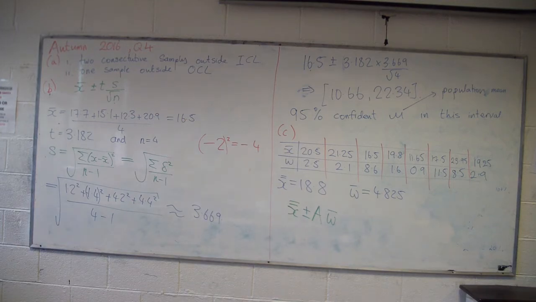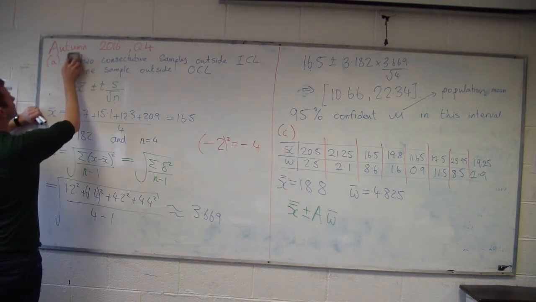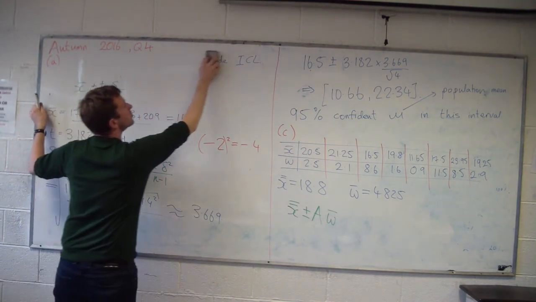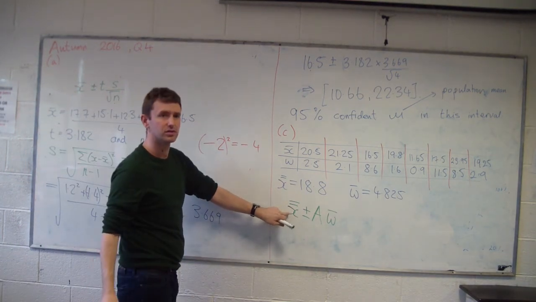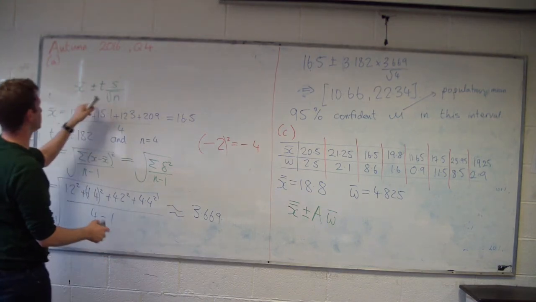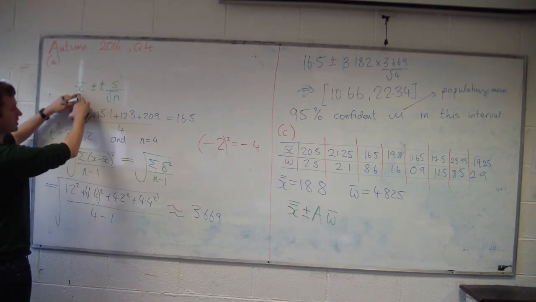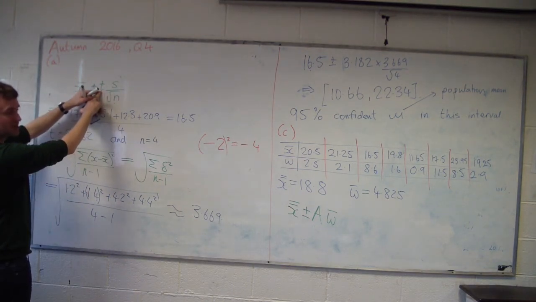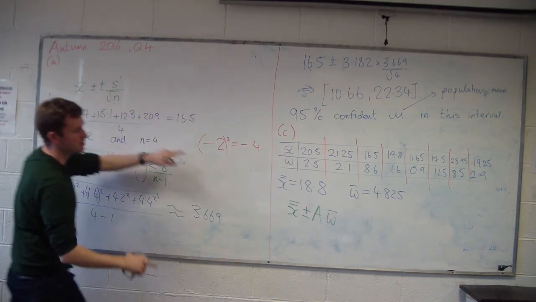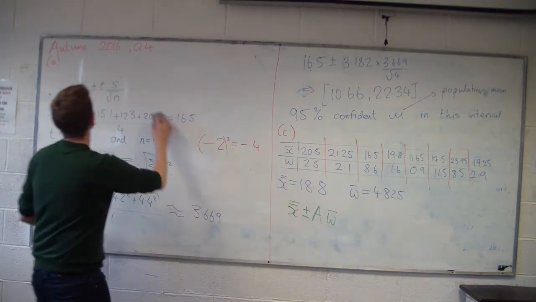We'll have to get the A values, and we'll do that in a second. That's not in the tables, but it's like this. Both have the x bar, both have a statistic from a table, and both have a measure of spread.